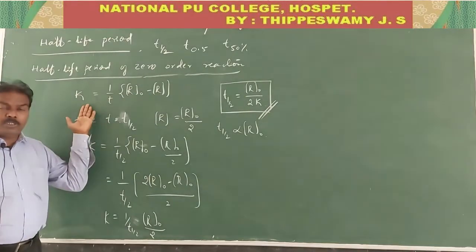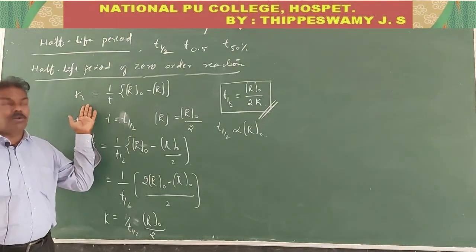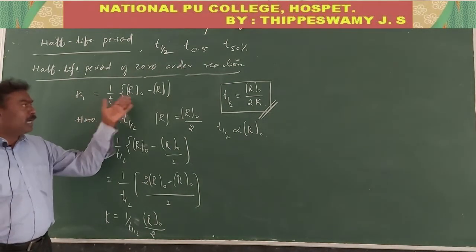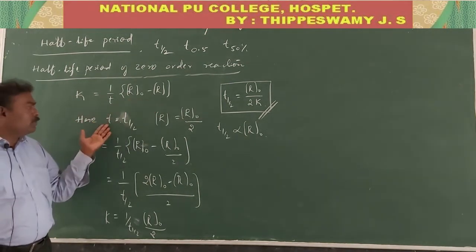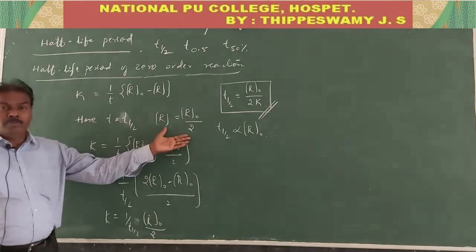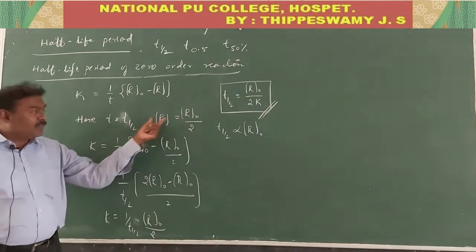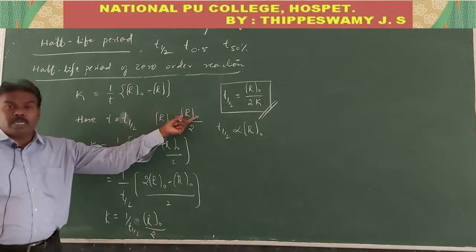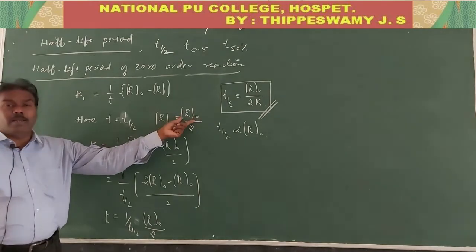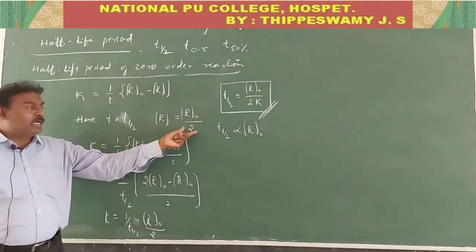you take the integrated rate equation for the zero order reaction, k is equal to 1 by t into R naught minus R, and t is equal to t half, then R is equal to R naught by 2. Why is it R naught by 2? Because after that time interval, the concentration of the reactant is exactly reduced to half of its initial value. R naught is the initial concentration, so we take R naught by 2.